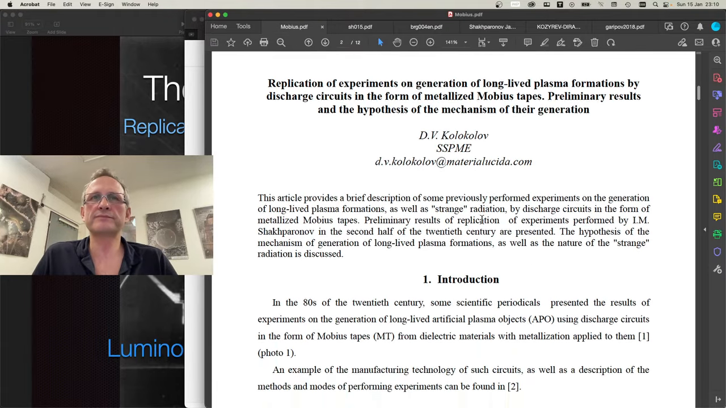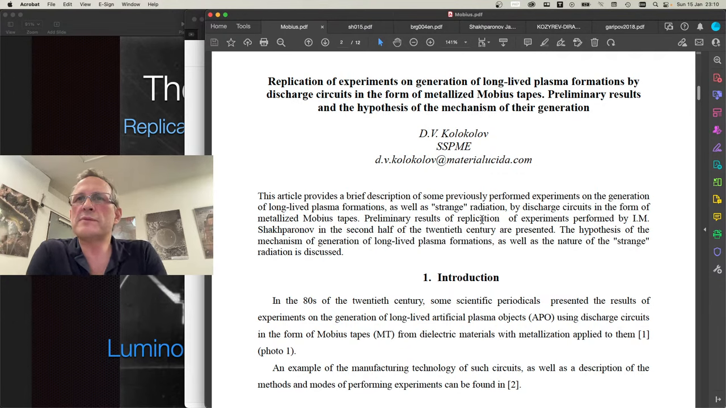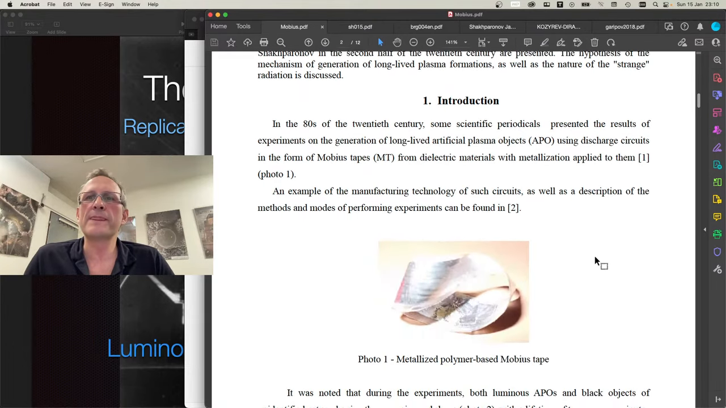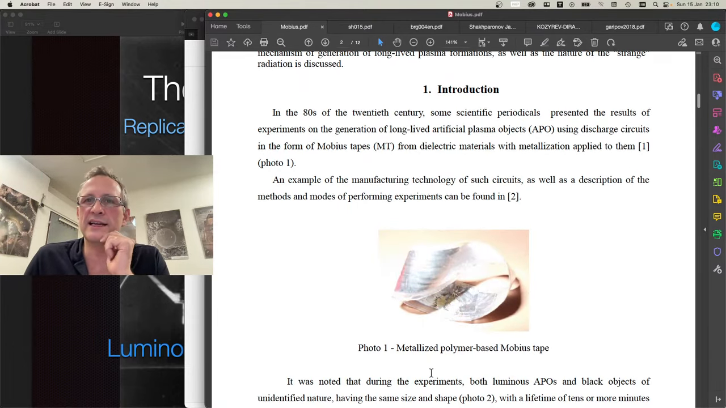But anyway, the article provides a brief description of some previously performed experiments on the generation of long-lived plasma formations, as well as strange radiation by discharge circuits in the form of metallized Möbius tapes. Preliminary results of replication of experiments performed by I.M. Shakhparonov in the second half of the 20th century are presented. The hypothesis of the mechanism of generation of long-lived plasma formations, as well as the nature of strange radiation, is discussed. So essentially, you have this metallized polymer Möbius tape here.